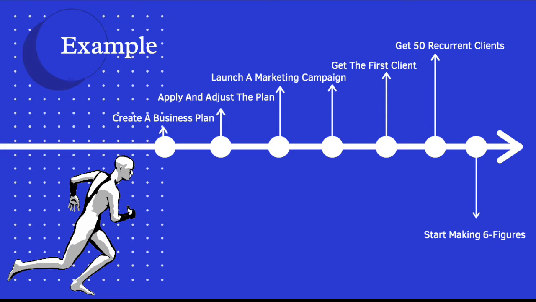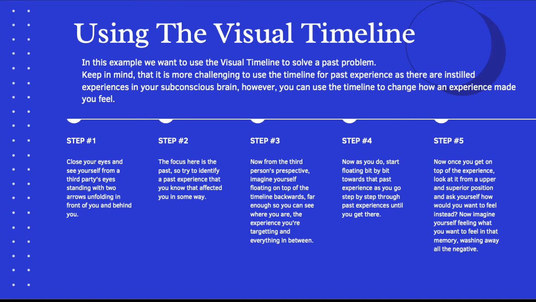So now let's move on to how you can use the visual timeline to fix something related to your past. So in the example where we want to use the visual timeline to solve a past problem, you got to keep in mind that it is a bit more challenging than using the timeline for future experience, as there are some installed experiences in your subconscious brain. However, you can use a timeline to change how an experience made you feel.